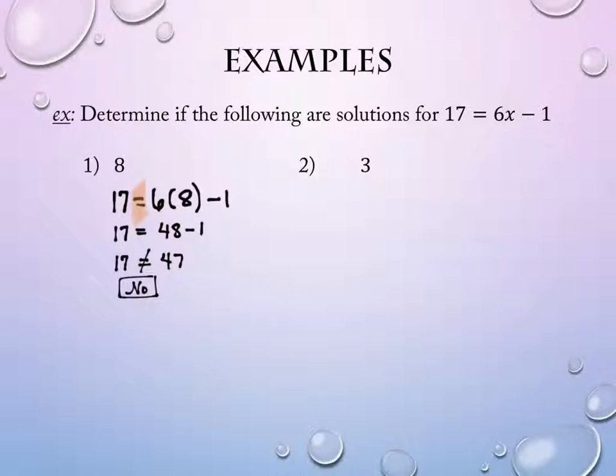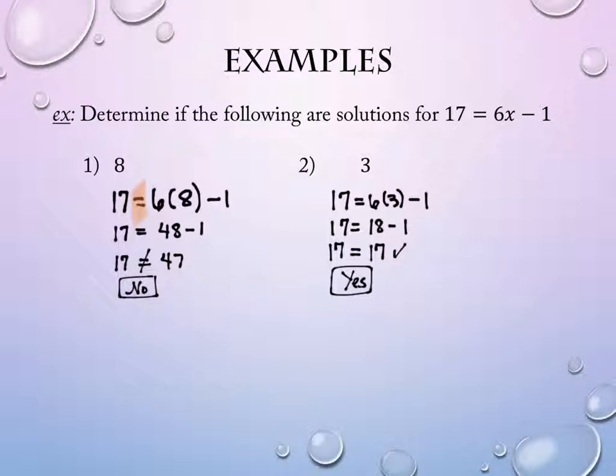So we're going to try another one. Same equation. Now I have 6 times 3, which is 18. And 18 minus 1 gives me 17. And what happened this time? They are really actually equal, so yes, it is a solution.